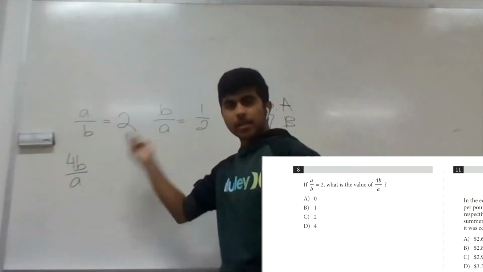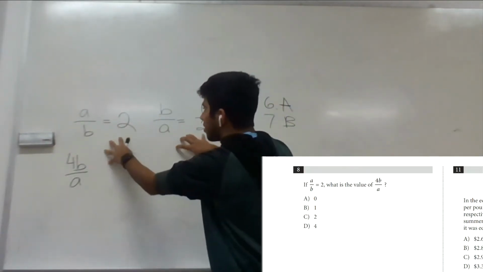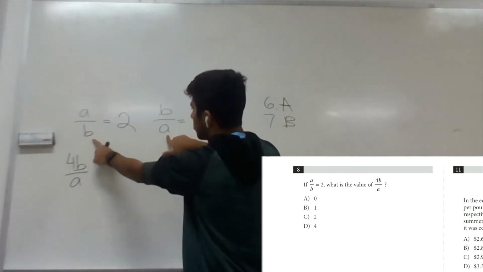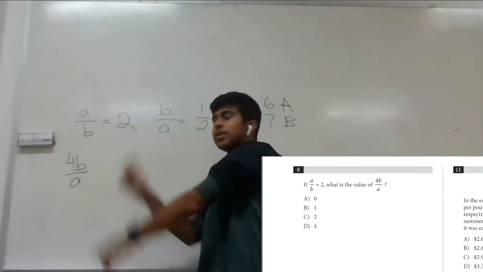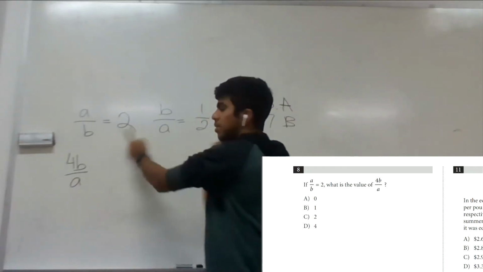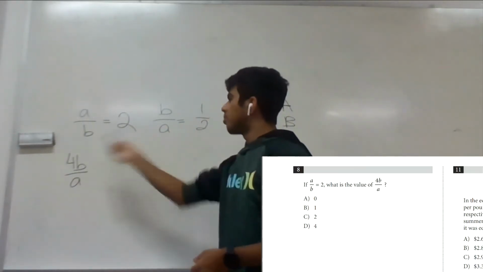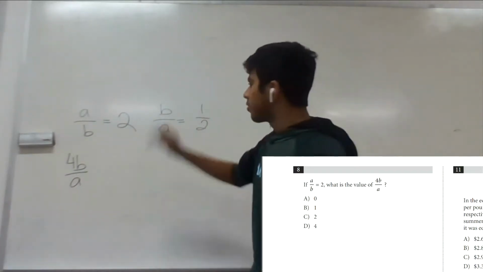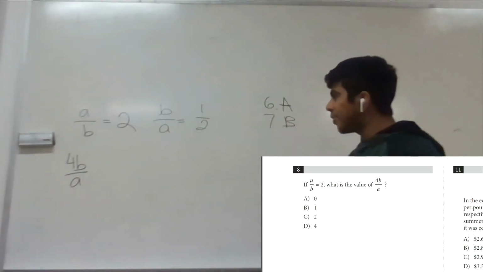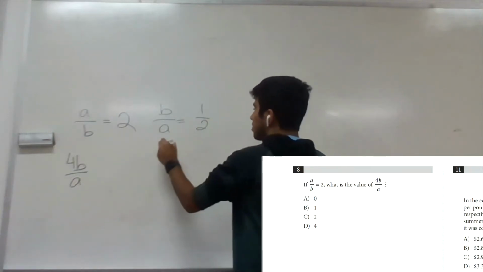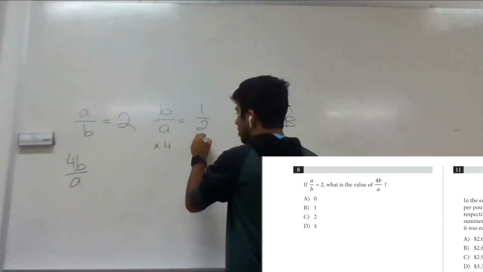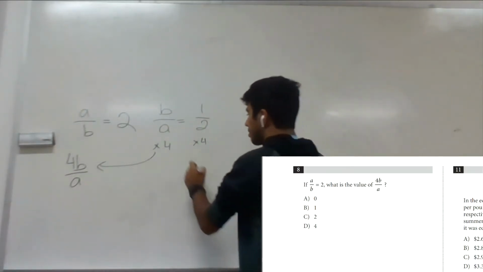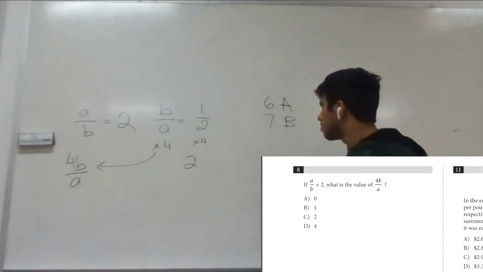This makes sense, right? You should understand what this is. If you multiply a over b and b over a, you get 1. And if you multiply these two, it's also going to be 1, so they're equal, because if you multiply them you get an equation that is actually true. So if a over b is 2, you flip it, you get b over a is 1/2. And then you just multiply this by 4, and you get 4b over a equals 4 times 1/2. That's just going to give you 2. So our answer is going to be 2.